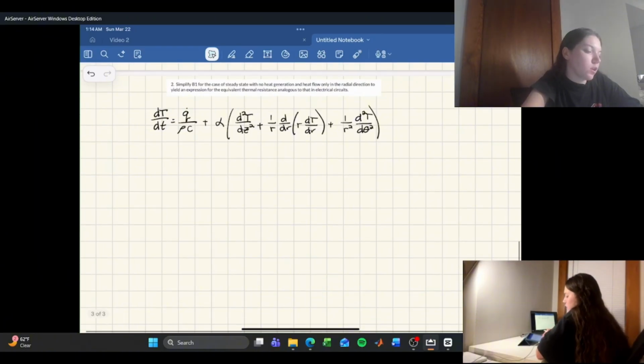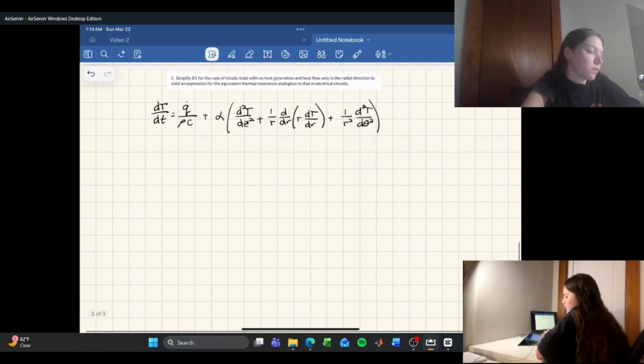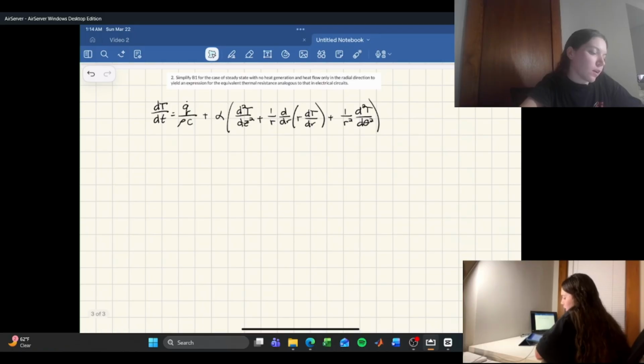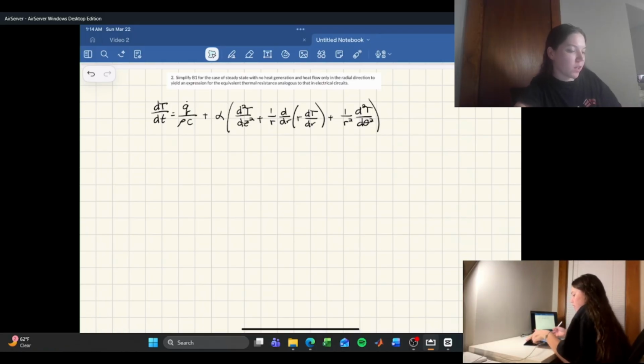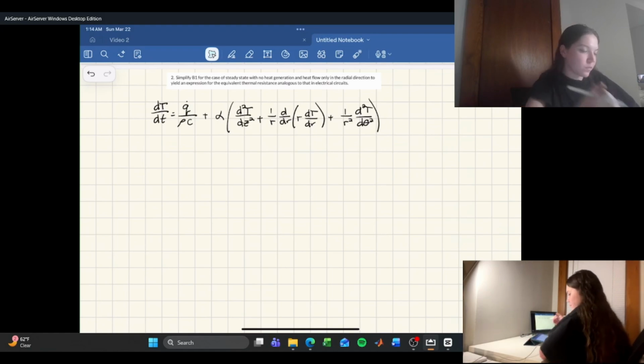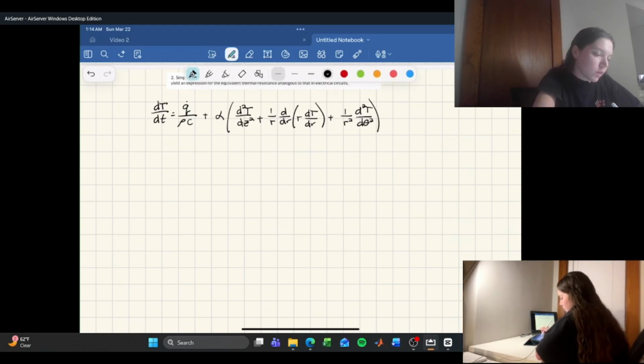And now if we use the same equation that we just derived, but this time we're looking at a case of steady state with no heat generation and heat flow is only in the radial direction. That means at steady state, this is 0.